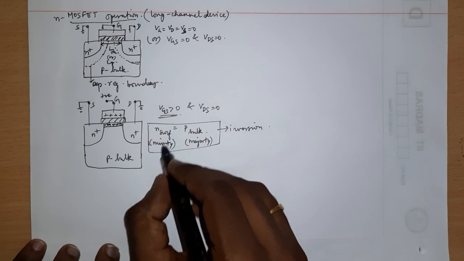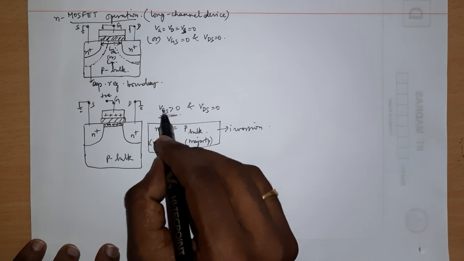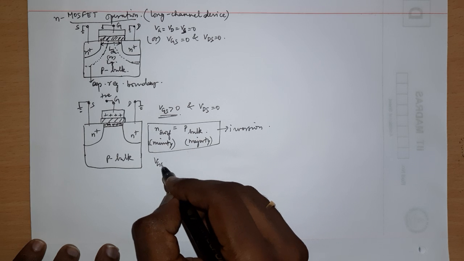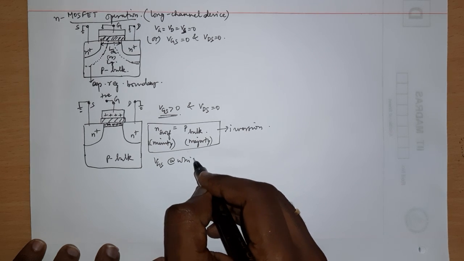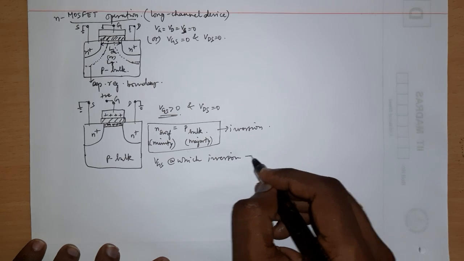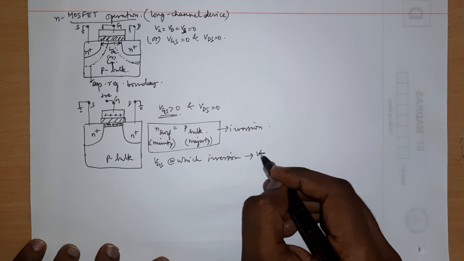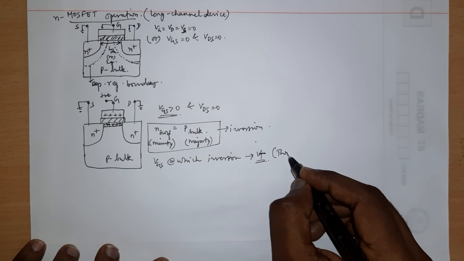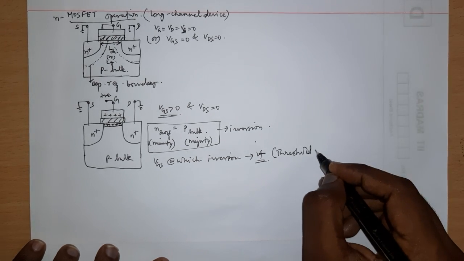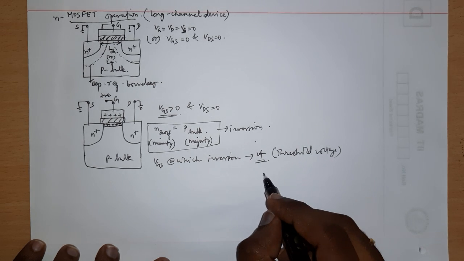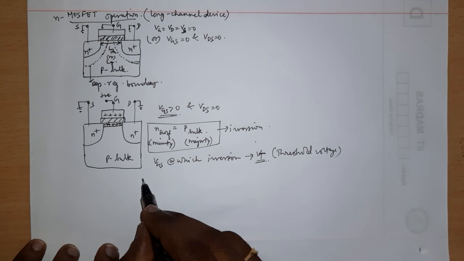This inversion will happen at some value of VGS when you keep on increasing your VGS, and that value of VGS at which inversion happens is called threshold voltage, VT. It's called threshold voltage. This is a very important concept in MOSFET. This VT is called the threshold voltage.